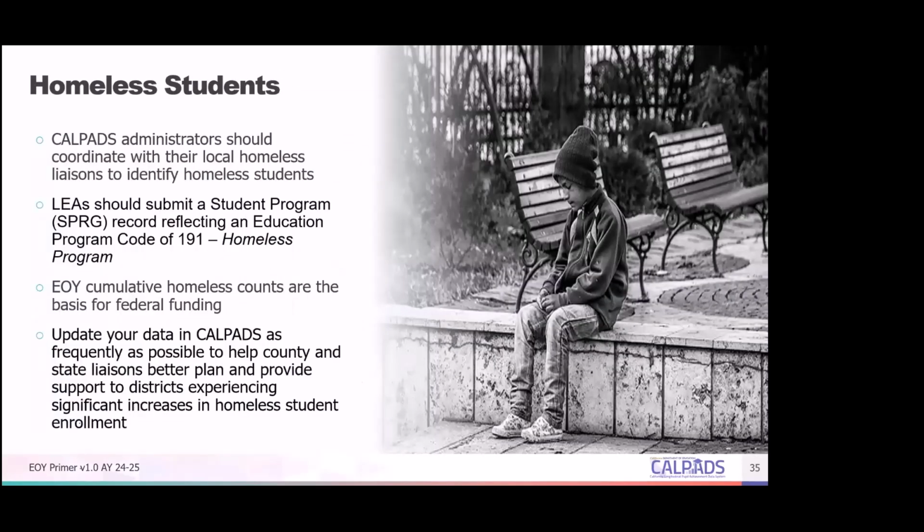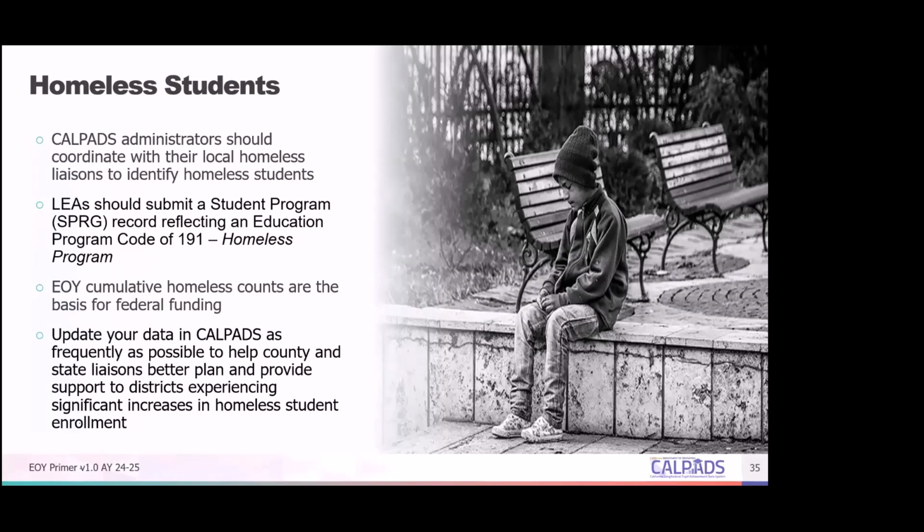Let's now discuss a little bit on the homeless program reporting that's done in end of year 3 in CALPADS. So LEAs must administer a housing questionnaire to all students annually in order to ensure the identification of children and youths who are experiencing homelessness. CALPADS administrators should coordinate with their local homeless liaisons to identify and accurately reflect the current situation for any student who may have become homeless.